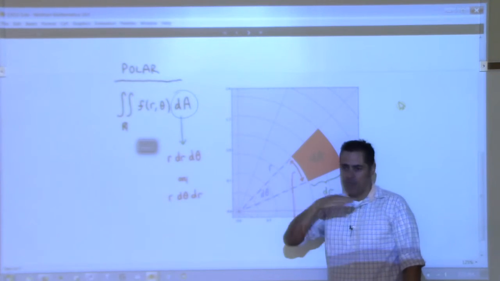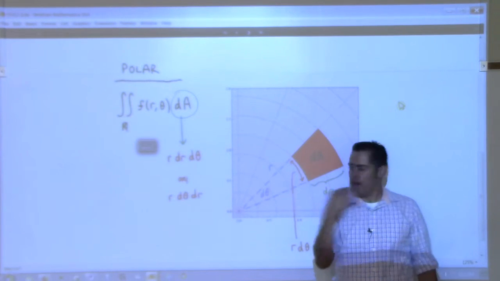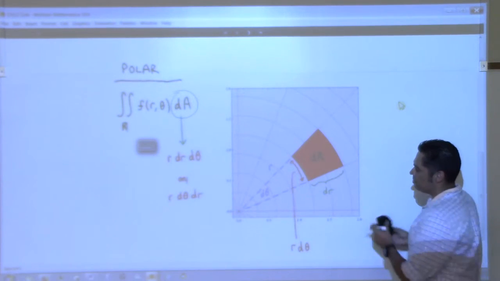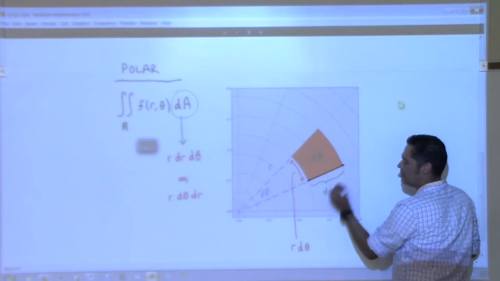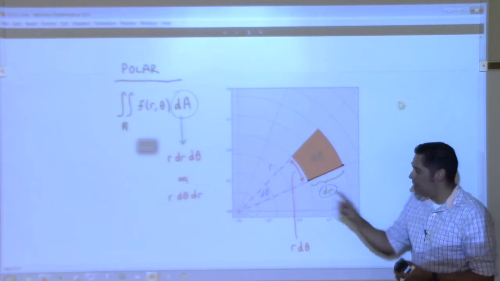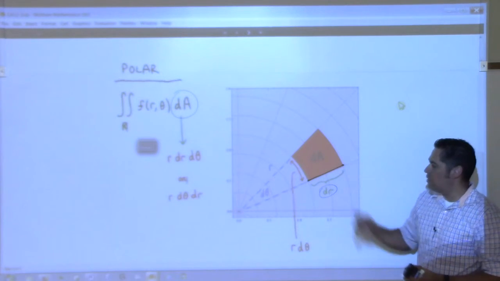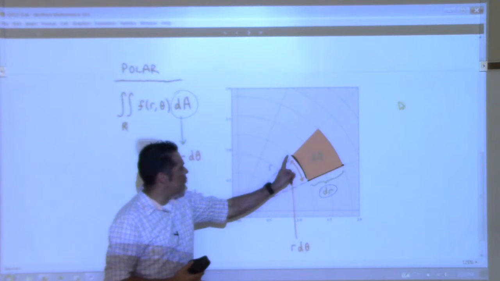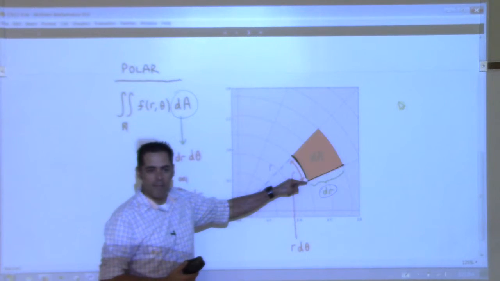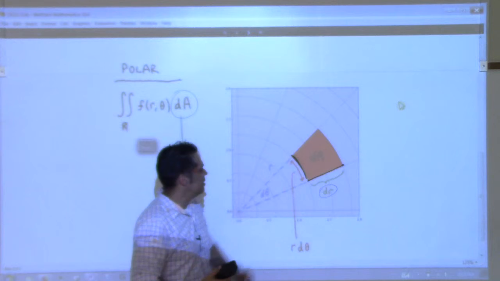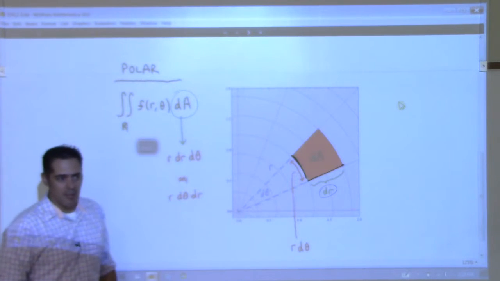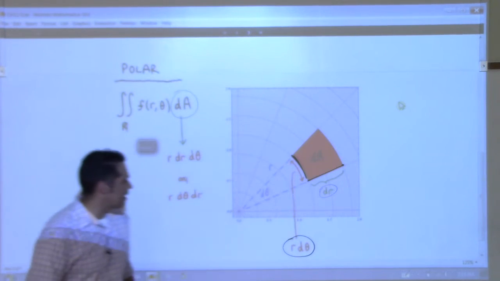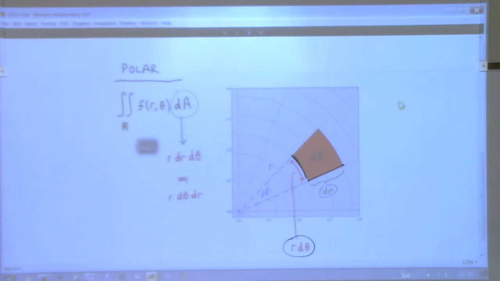d theta means a little change in angle, right? d theta changes here. dr is this change. So this distance from here to here is exactly dr. If you change your radius a little bit, this goes from here to here, right? But if you change your angle a little bit, this piece right here, we want to know what that length is. How long is this? It's not d theta, right? It's not d theta. It's r d theta. Where the heck is that coming from? Why is that r d theta?